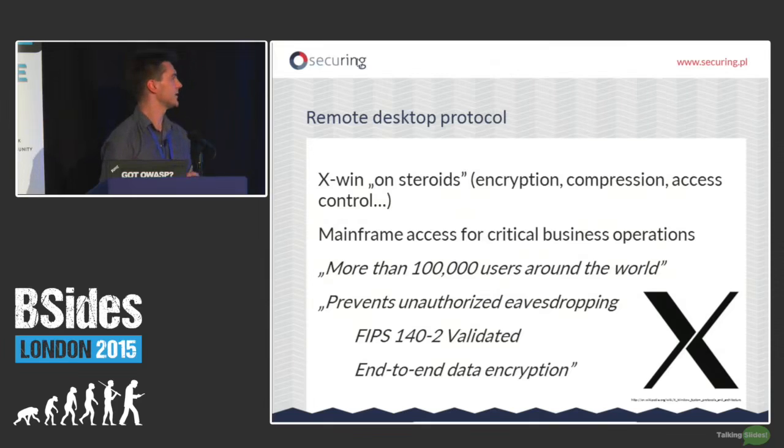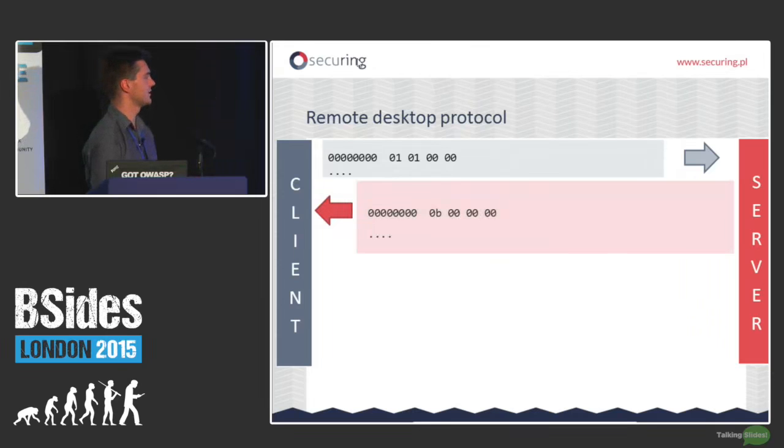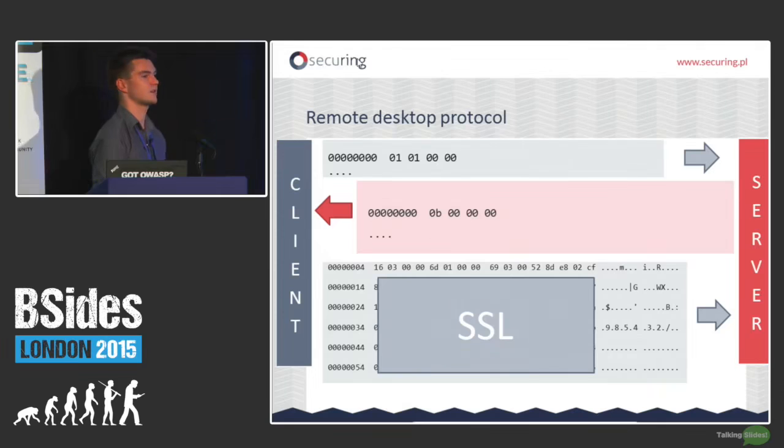And they claim that they are validated with the FIPS norm, which is quite strict, and they provide end-to-end data encryption. So let's see if it's really end-to-end encryption. The communication was, at first look, very simple. The client sent 4 bytes to the server. The server responded with 4 bytes. And then there was a big load of communication, which was actually SSL.